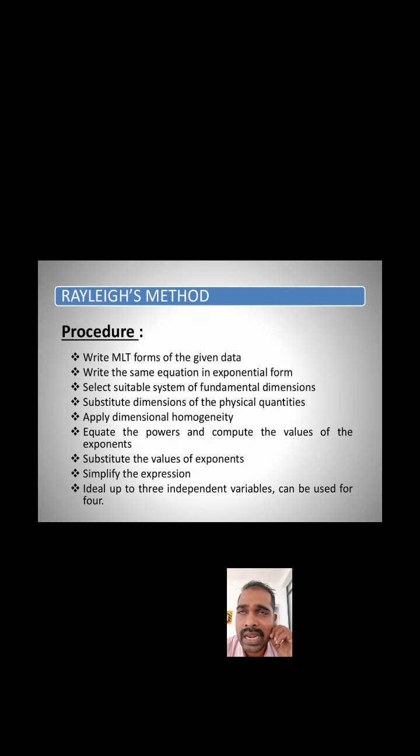The Rayleigh's method procedure is given here. First of all you have to write the MLT form of each given data. So for each physical parameter you have to write the basic fundamental dimensions: MLT, mass, length, time. Then write the same equation in exponential form. Then you have to form the mathematical expression, and from that bring it to exponential form, right?